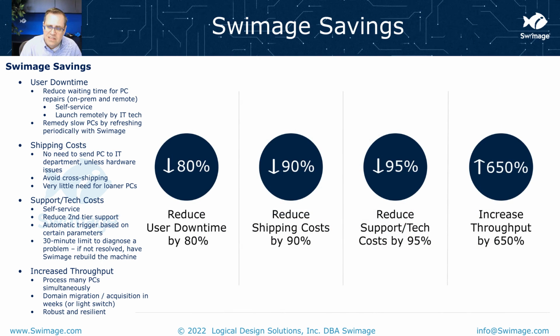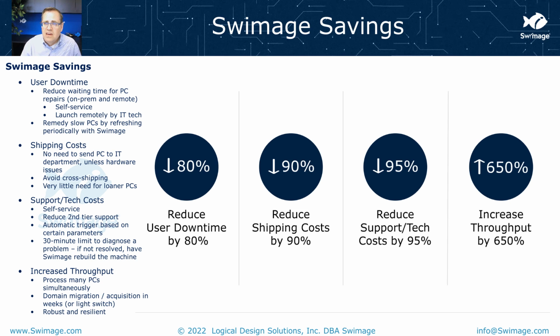And then finally is the increased throughput. If you have a mass migration, a domain migration, an acquisition, something like that, we can increase the throughput significantly. 650% in this particular example. Again, it may vary. But it's because of the snapshot that we can be very aggressive. We're very robust, very resilient, very easy to set Swimage up. It takes very little effort. You get it installed, you configure your templates, this is what you want to do, it can build the image, and you can start pushing out very rapidly.